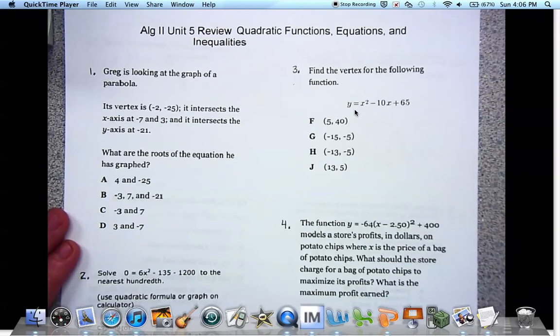Greg is looking at the graph of a parabola. Its vertex is (-2, -25). It intersects the x-axis at -7 and 3, and it intersects the y-axis at -21. What are the roots of the equation he has graphed?